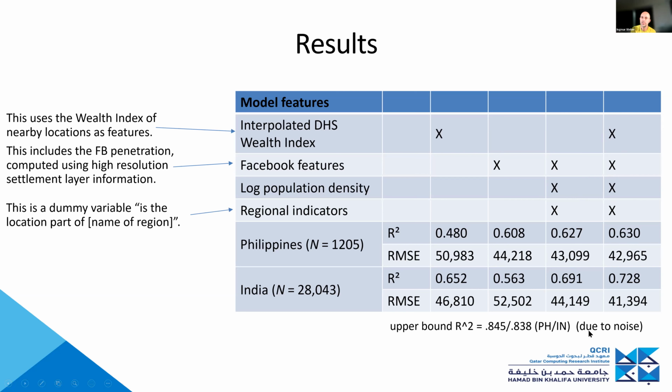Just a quick note that the ground truth is actually noisy. In particular, there's spatial noise deliberately introduced to protect privacy, where DHS does not report the true location. We estimate through simulation that no method out there should be able to explain more than about 84% of the variance. So 84% is an upper bound, and in India we're already explaining 73% and maybe 63% in the Philippines. This indicates that, using Facebook data as well as a strong baseline, you're doing quite well in explaining spatial variation in poverty.